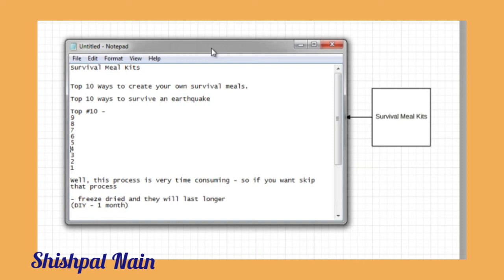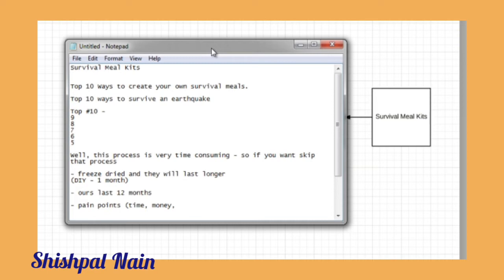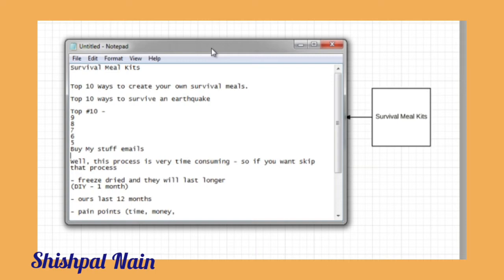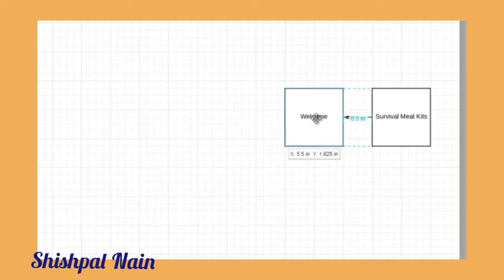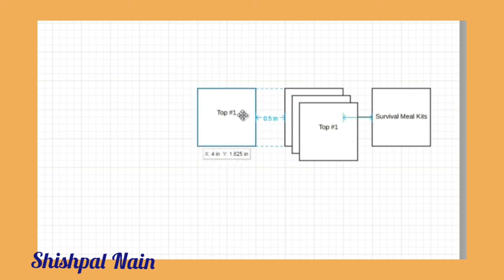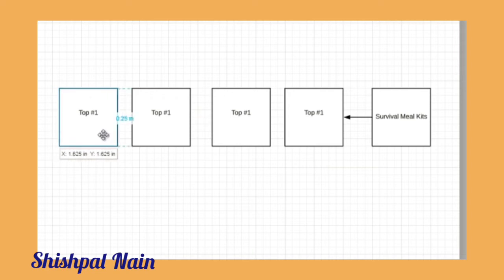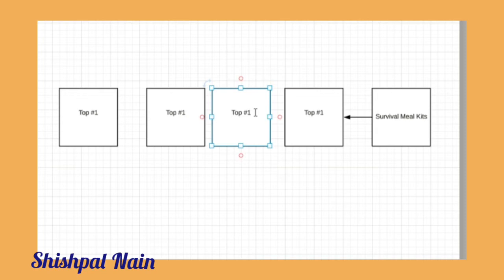And by the 5th email, you've provided so much value that they are going to trust you. And then you can have the survival email kit. So then you can have the buy my stuff emails. So by working backwards, then we can say, okay, this can be top number 1. And then this can be 2, 3, 4, and 5. So we can work that in here.